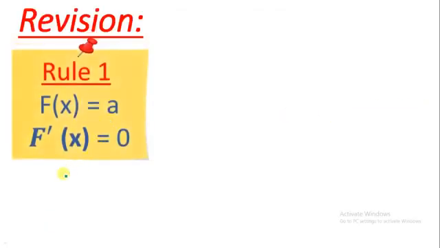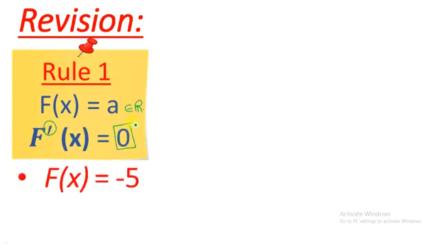The first rule: if the function f of x equals a constant a, where a belongs to the set R, that means any constant, then the derivative f prime of x will be 0. For example, if I have f of x equals minus 5 and minus 5 is a constant, then the derivative f prime of x will be 0.